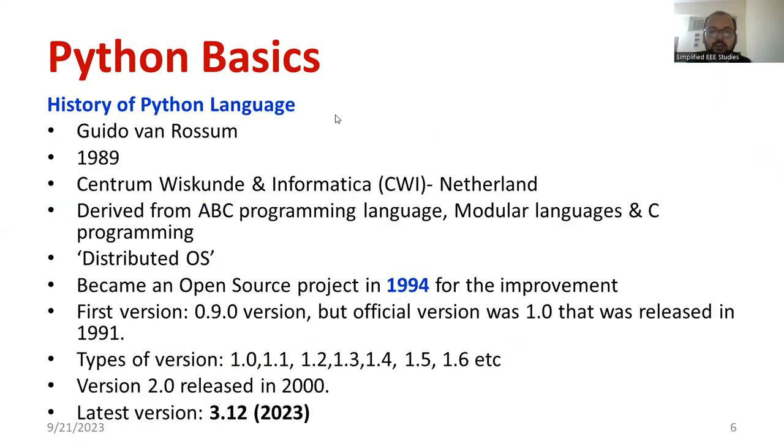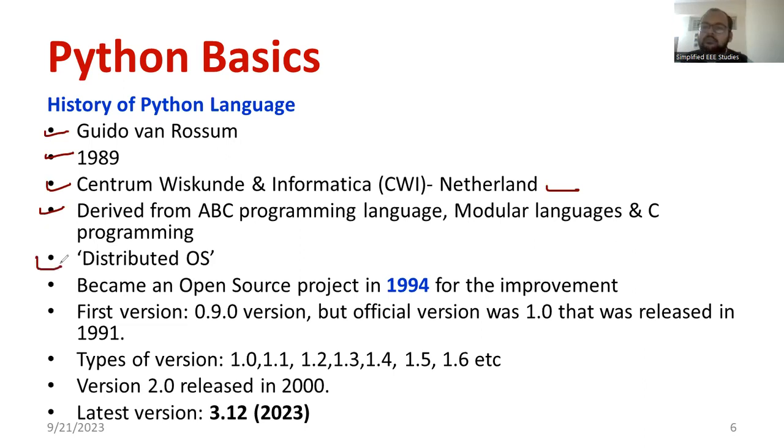Let's understand the brief history of Python. Who developed this particular language? Guido van Rossum, when he developed this program in the year 1989. And what about the research center where it was developed? It was developed at the research center Centrum Wiskunde & Informatica, short form CWI, located in the Netherlands. It was derived from the ABC programming language, some modular languages, and C programming. These are the fundamentals.